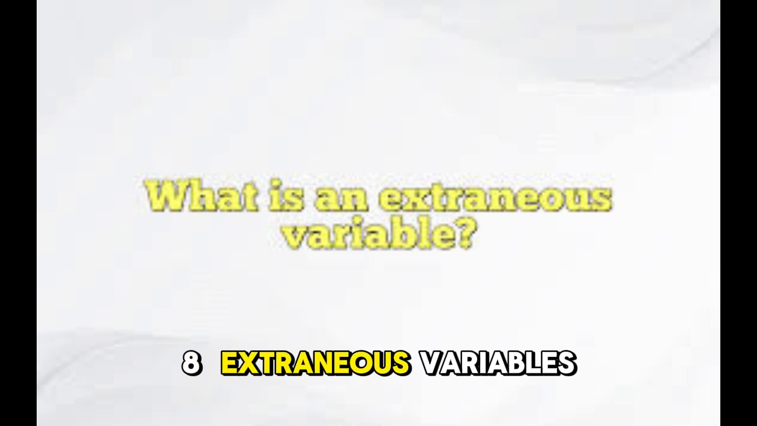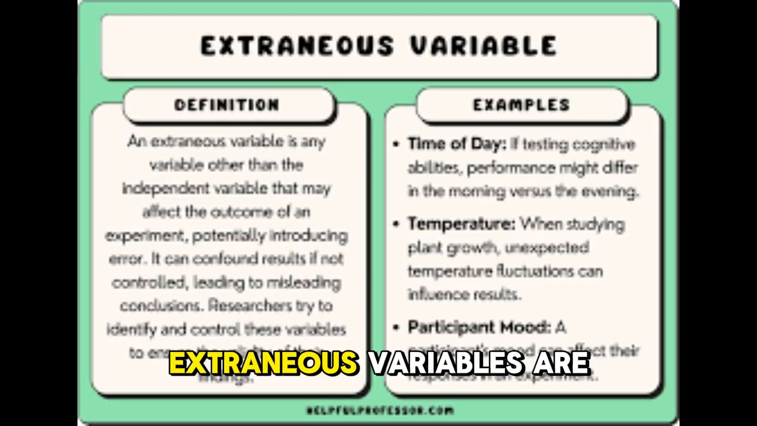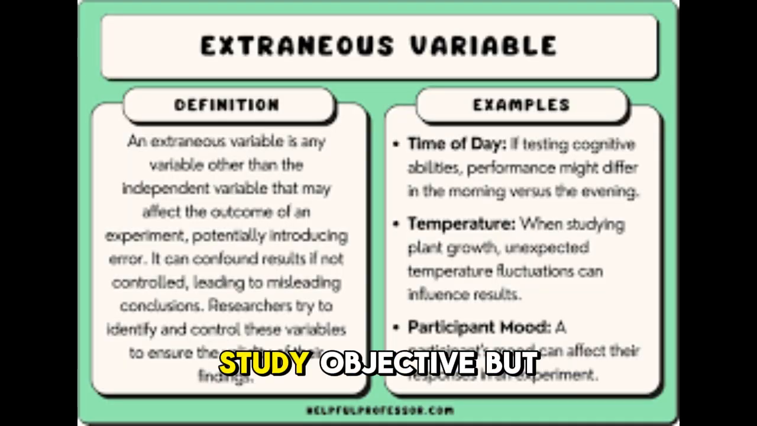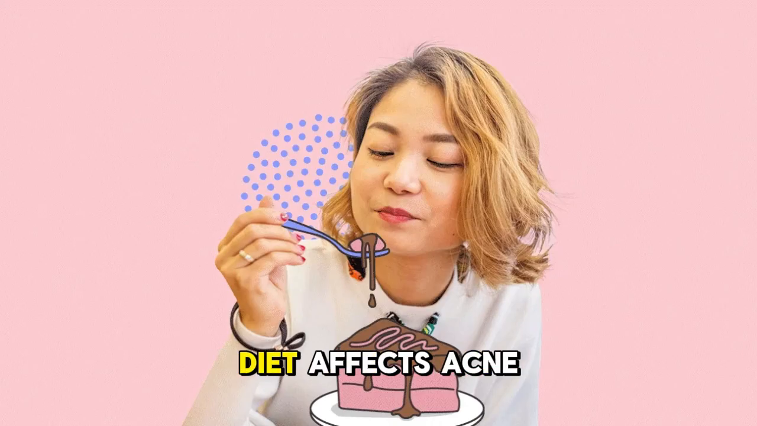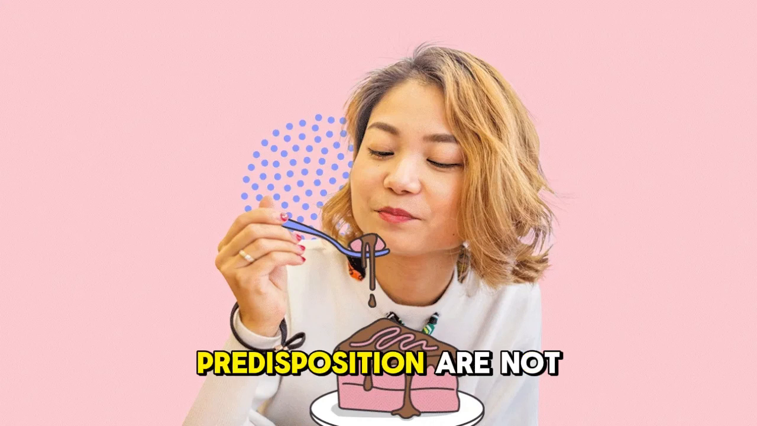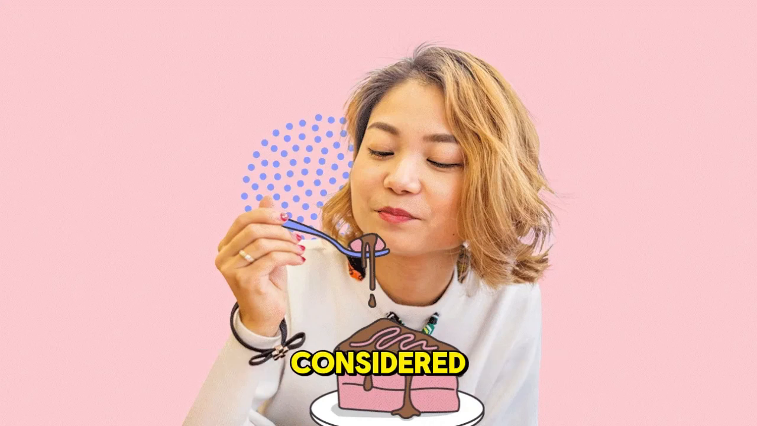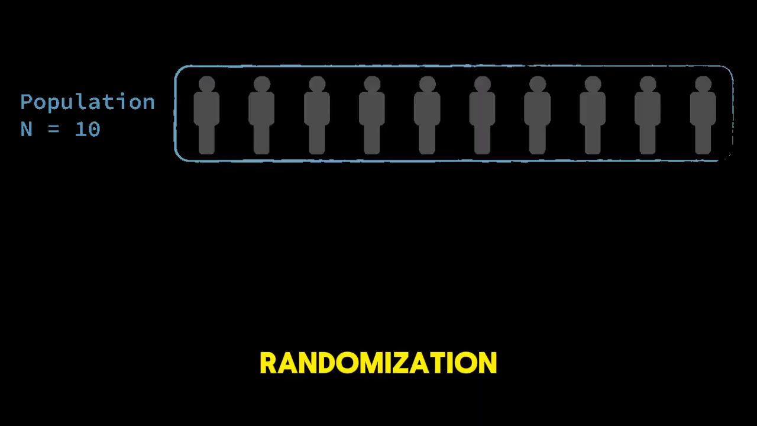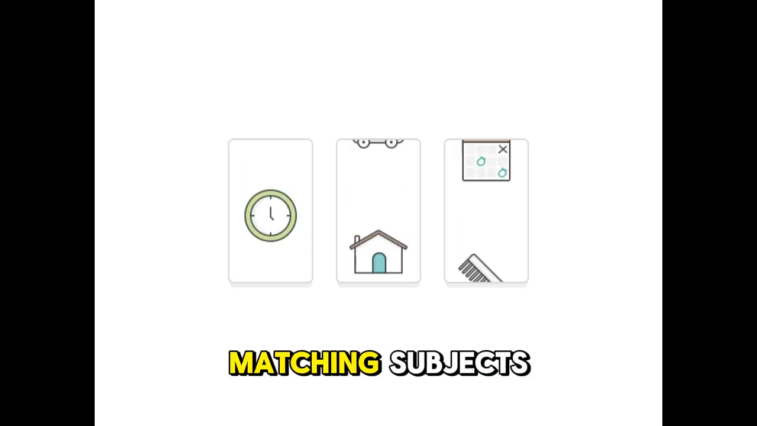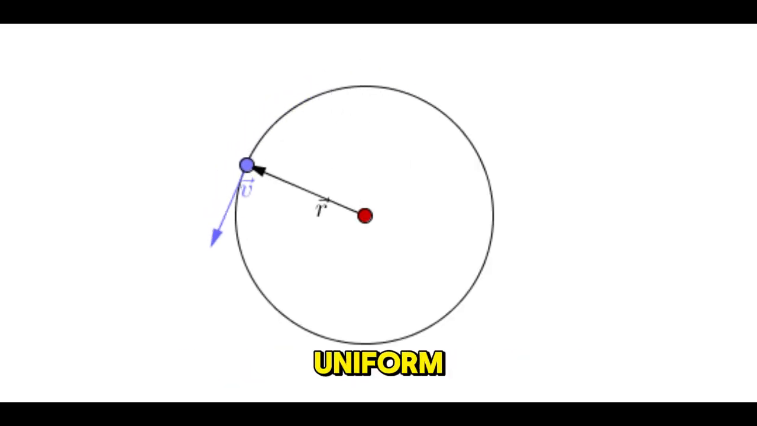8. Extraneous variables. Extraneous variables are unrelated to the study objective, but may still affect the dependent variable. Example: you're testing whether diet affects acne, but the participants' hormonal levels, stress, and genetic predisposition are not considered. These can skew the results and create what's called experimental error. Extraneous variables can be controlled by randomization, matching subjects, and keeping study conditions uniform.